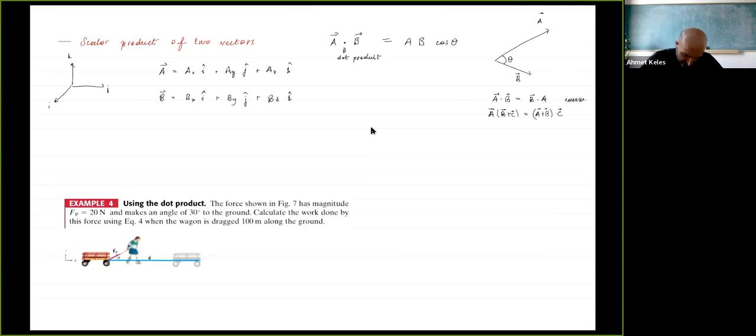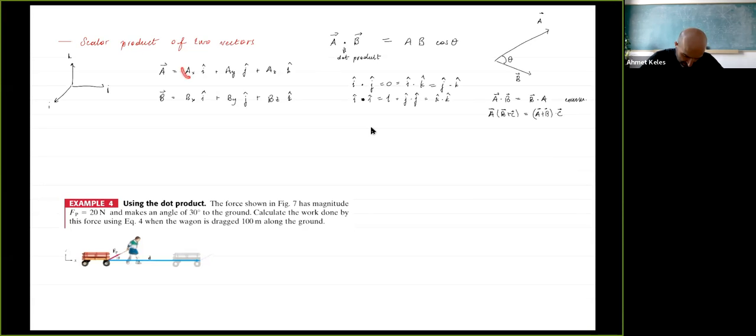And the nice thing about these unit vectors is, for example, if you take the dot product of i with j, this is 0. And also the dot product of i with k is 0. And the dot product of j with k is also 0. Whereas the dot product of i with itself is 1. And so is the dot product of j with itself. So is k with itself.